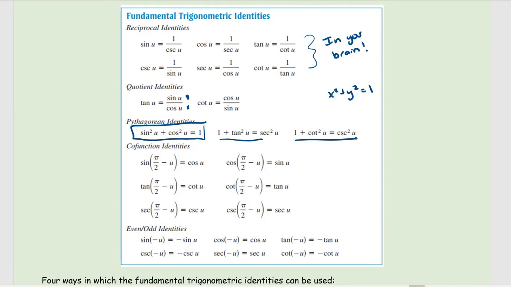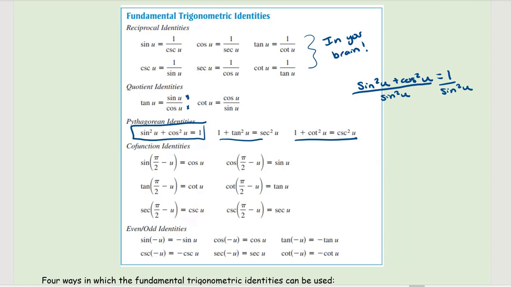In order to get the last two Pythagorean identities, what you're actually going to do is divide the entire identity by either sine squared or cosine squared. Let's do that off to the side over here. So we have sine squared of u plus cosine squared u is equal to 1. Now, what happens if we divide both sides by sine squared u?